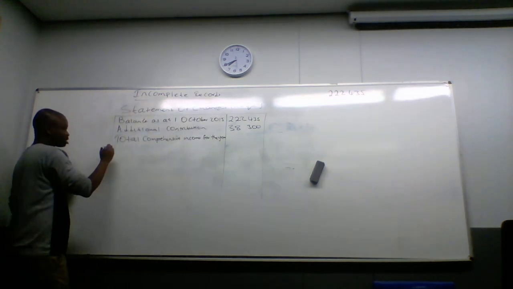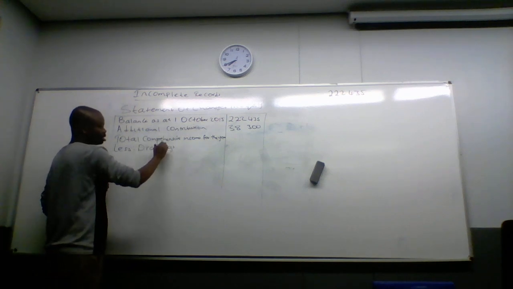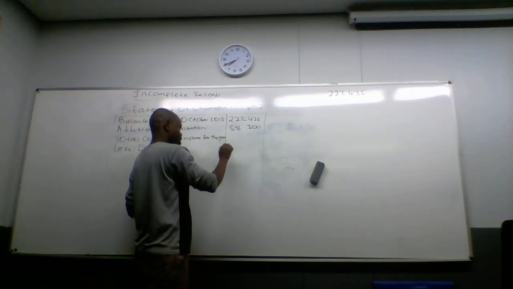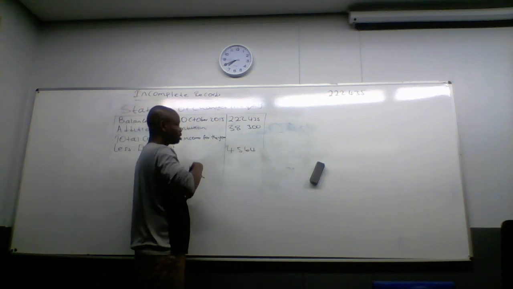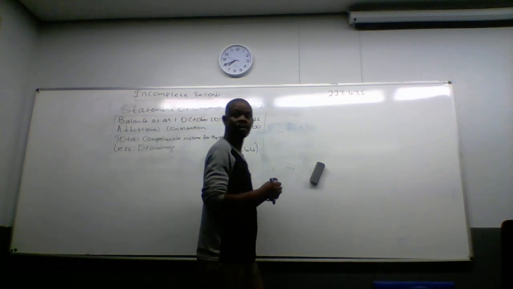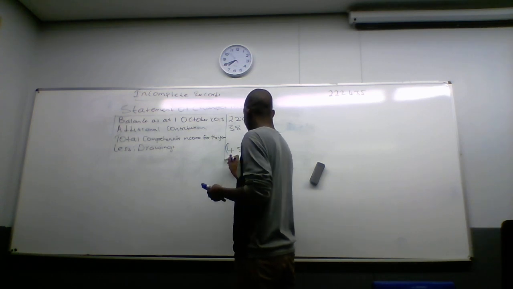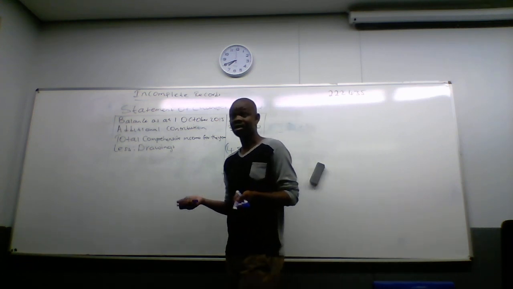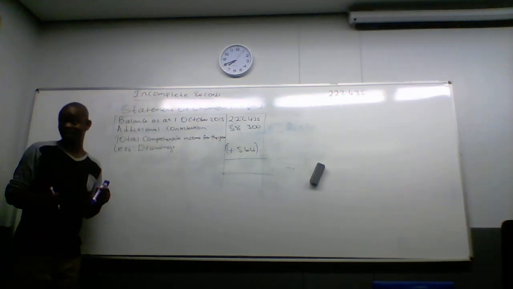What is the next thing that you normally do? Drawings. You must less drawings. Do we have drawings? Yes. How much? 4,564. Just for control, good. Then normally here, I think you can see the reason why incomplete records is the last section, because these things are not new. Whether you agree with me or not, it's a fact.